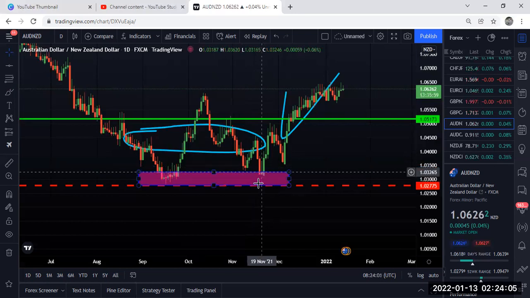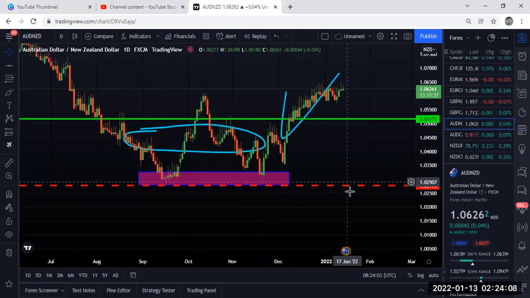Instantly when I see this, I'm getting in for buys. I'm already knowing a reversal in my mind. This is a reversal off a strong support. This is a reversal.